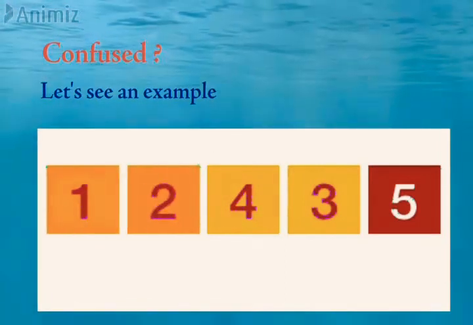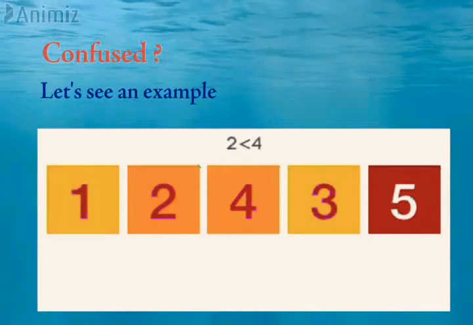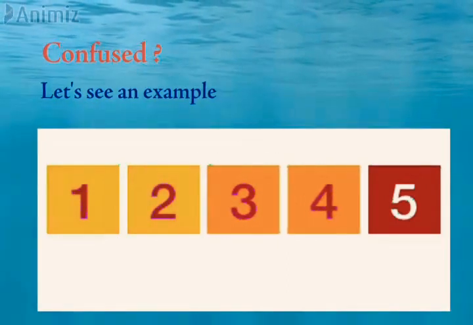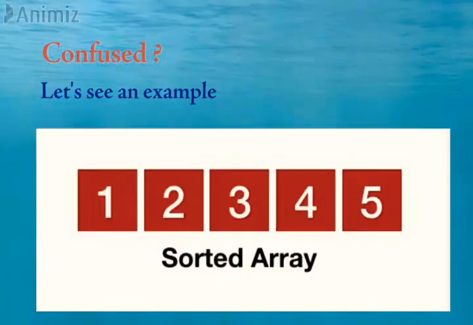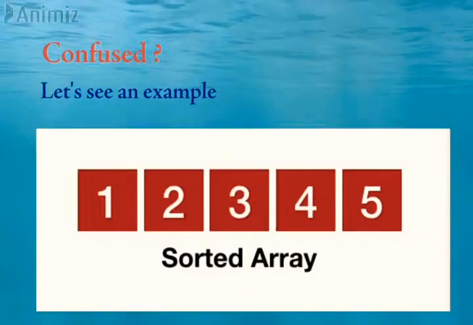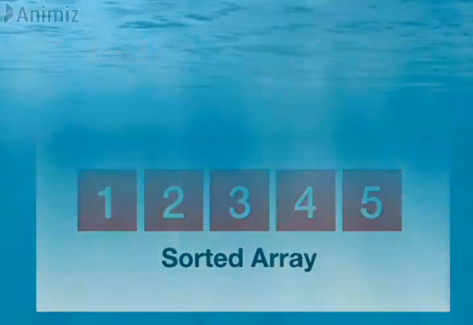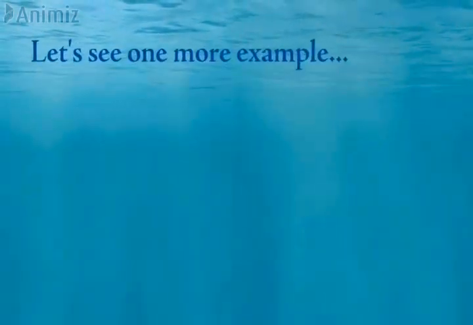Again, 1 is less than 2, hence swapped. Now, 4 is greater than 3, hence, again positions are swapped. And finally, the elements are in ascending order. And the array is now sorted. Let's see one more example.